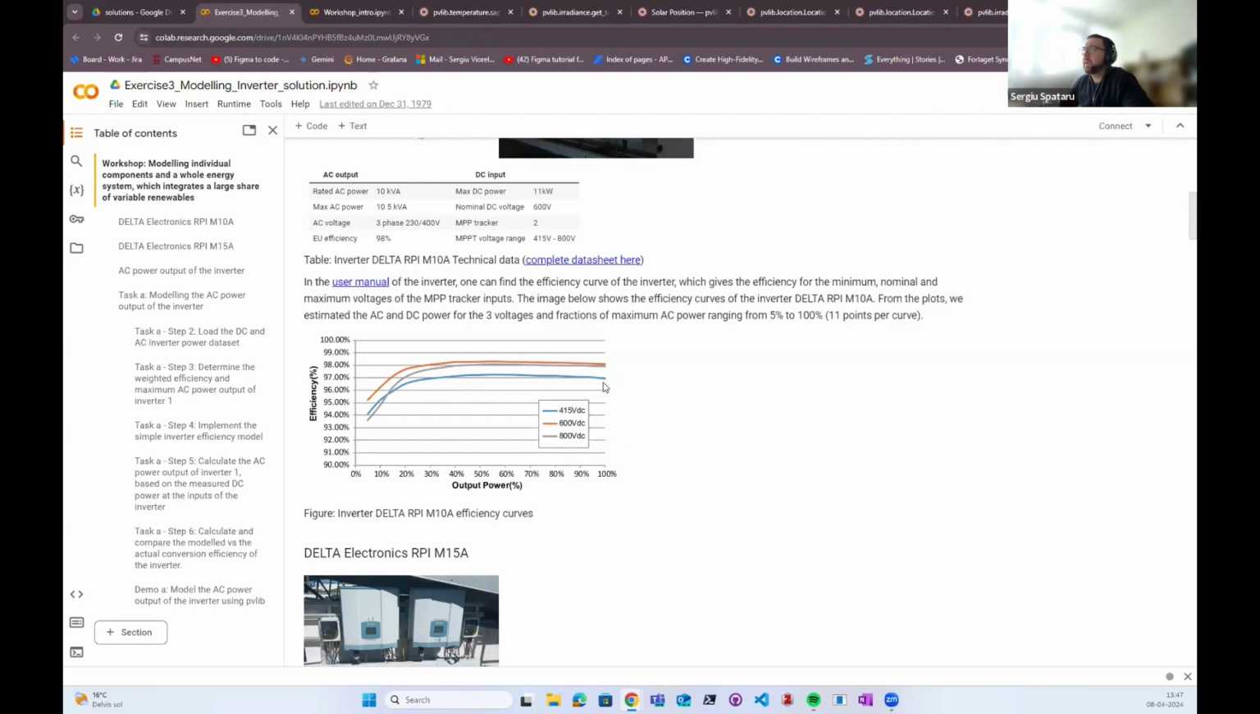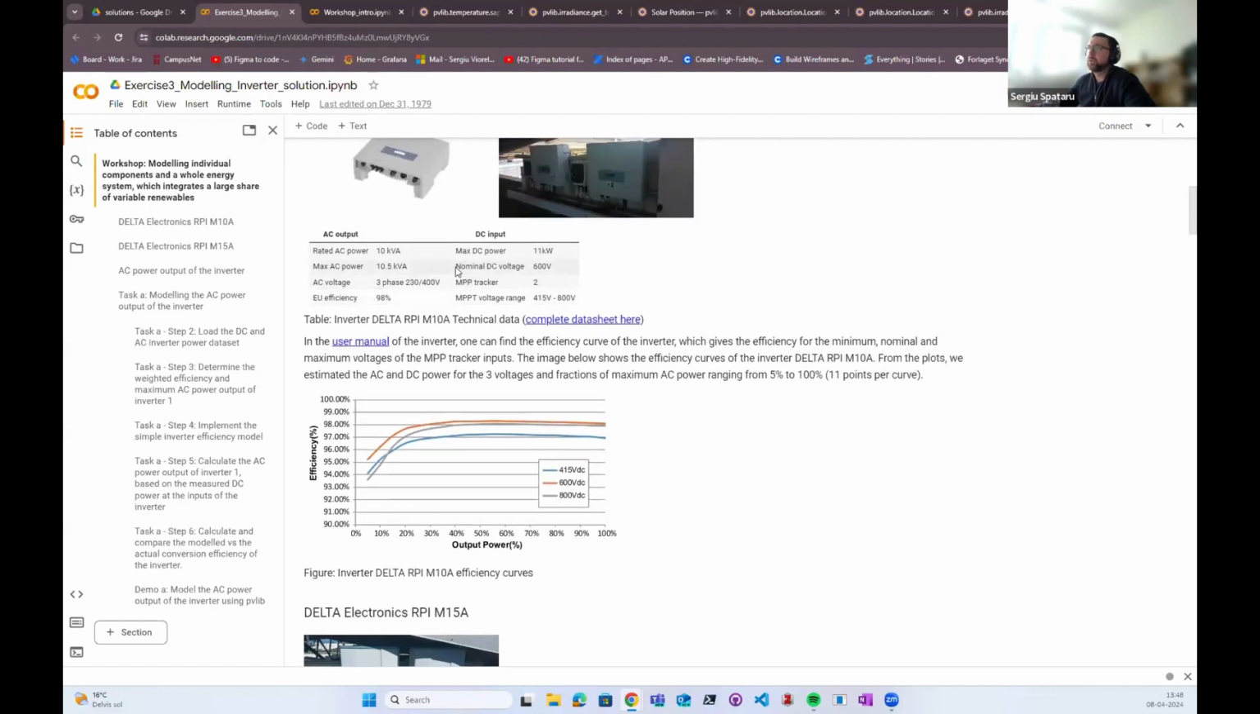Now, inverters are designed to operate at high load, so they will have high efficiency at high load. Whereas if you operate an inverter at very low power, the efficiency will start to drop because it's not designed to operate there. The other factor that can influence the conversion efficiency of an inverter is the input voltage you are operating it at.